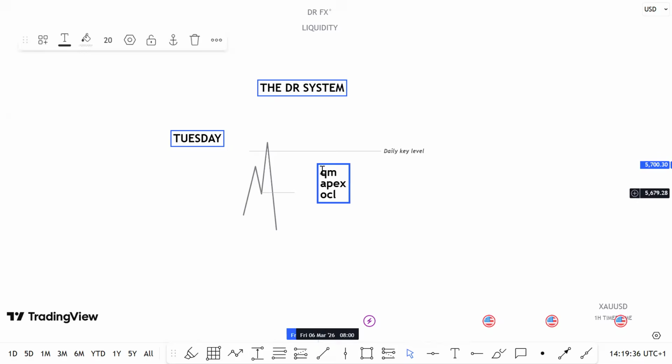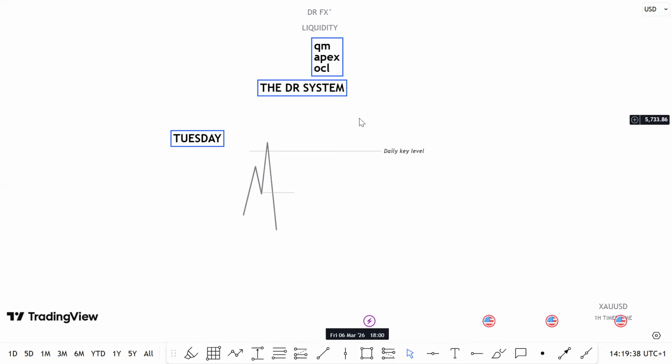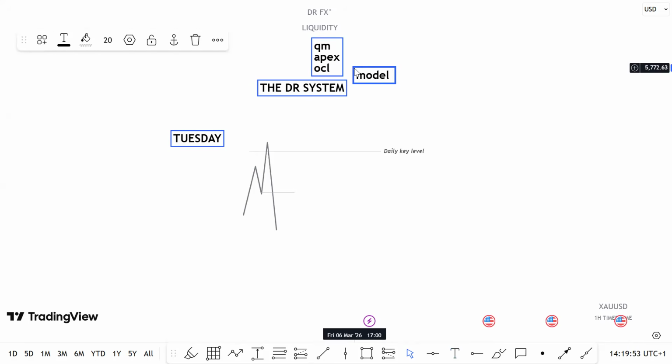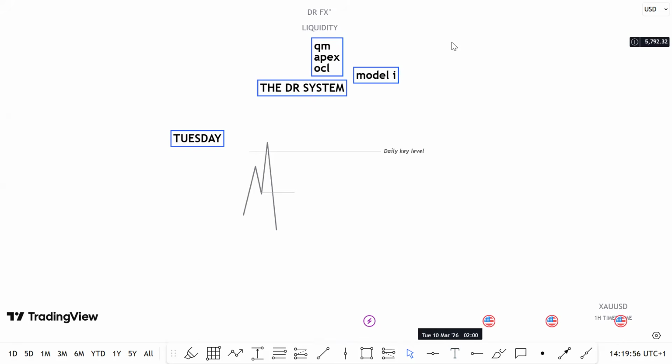Anything that is not QM, Apex, and OCL, you don't have any business with it. If Apex has been mitigated, you pay attention to QM. If QM has been mitigated, you pay attention to OCL. If all of them have not been mitigated, you pay attention to all of them. That is what is going to lead you to model 1. Simple. Okay, that's what is going to lead you to model 1.